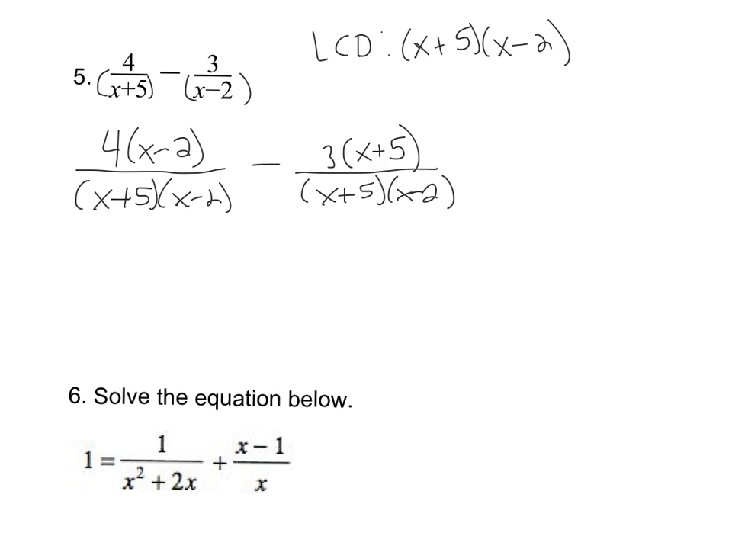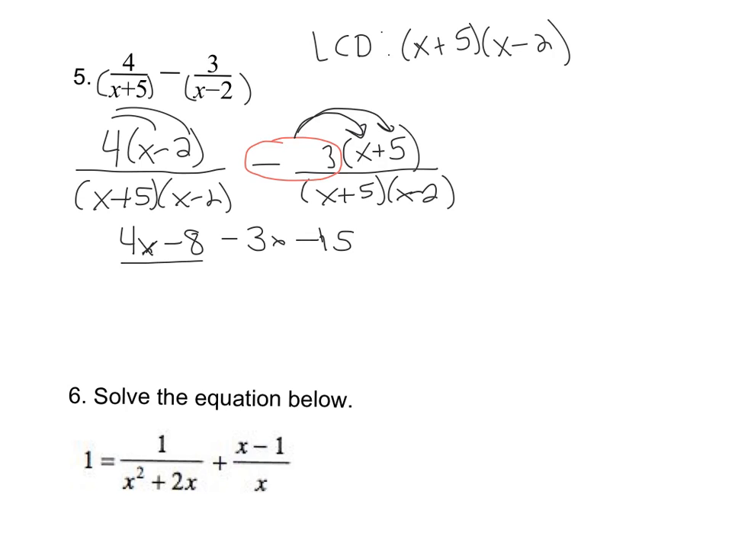So now the goal would just be to distribute those numbers. So I'll distribute the 4 here, which gives me 4x minus 8. And here we have something interesting. We can actually distribute the whole -3 and get rid of the whole subtraction problem at once. So I distribute the -3, I'll get -3x minus 15. And this is, of course, all over our common denominator of x plus 5, x minus 2.